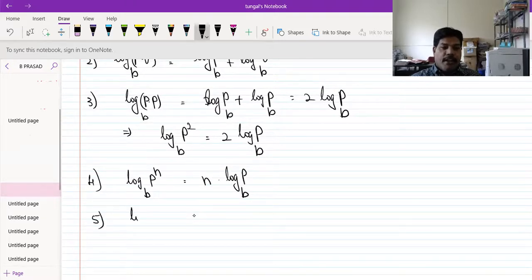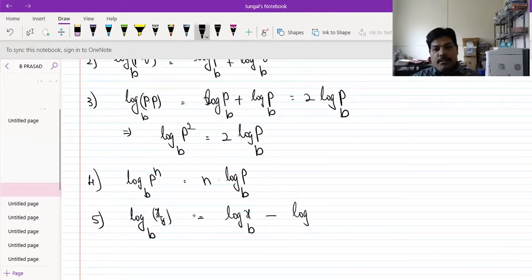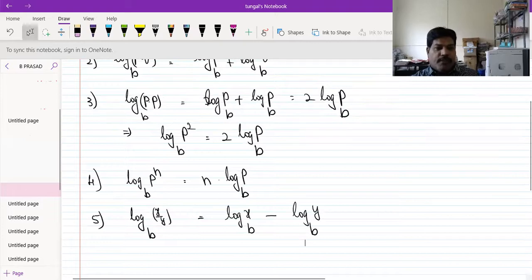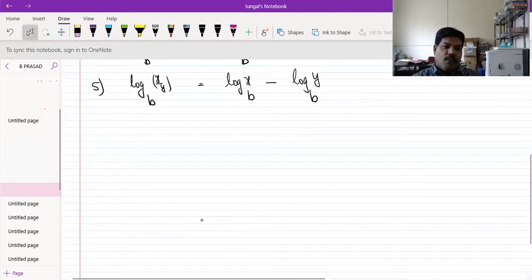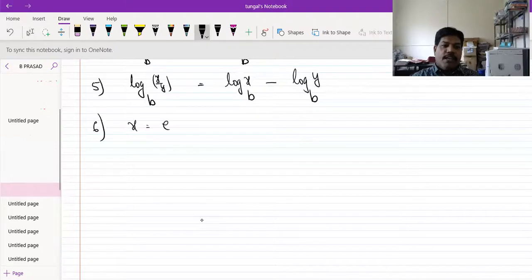And you can write like this: log of x by y base B can be written as log x base B minus log y base B. And also I will give you one more here. x is equal to e power log x. I will give the proof also here.